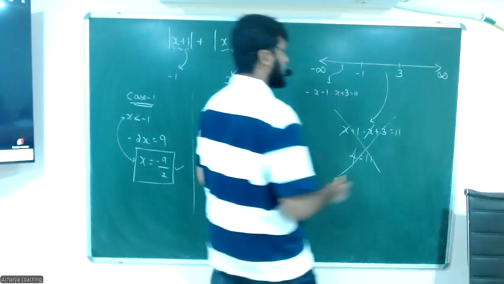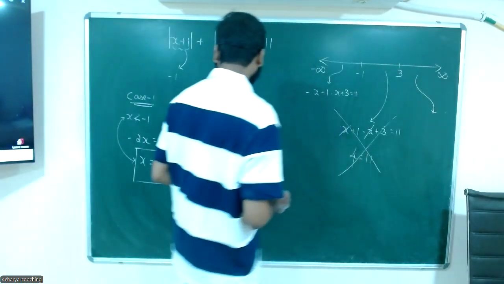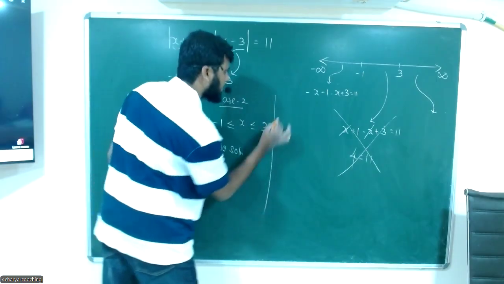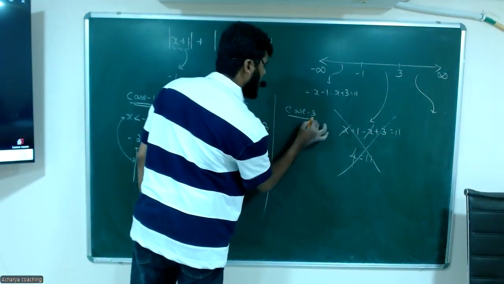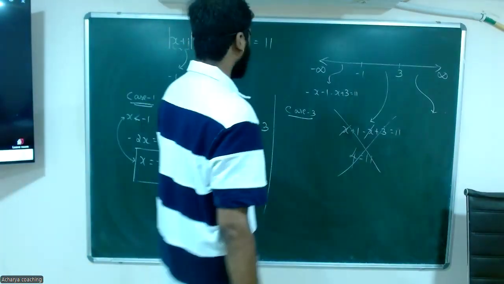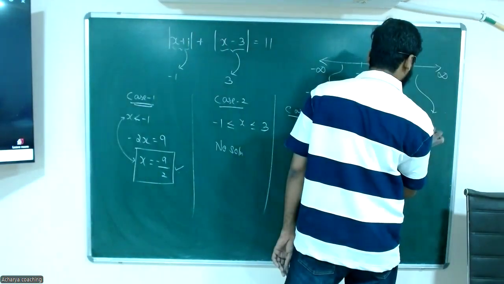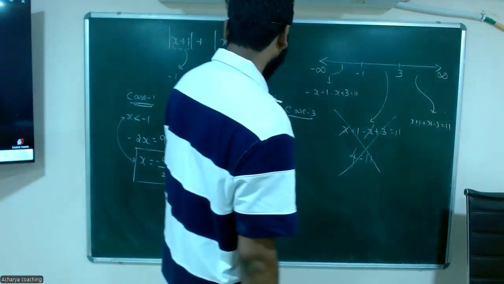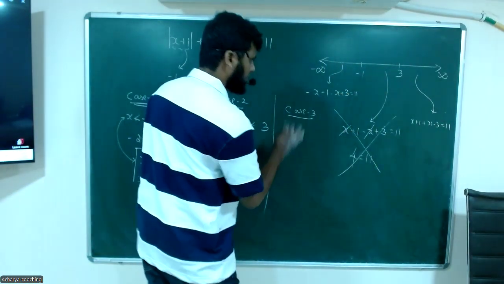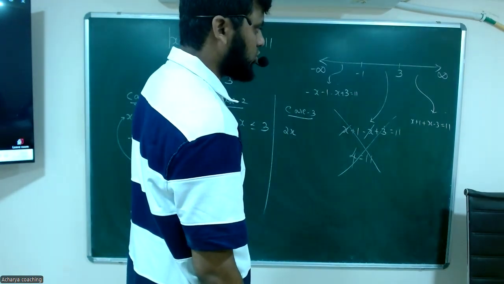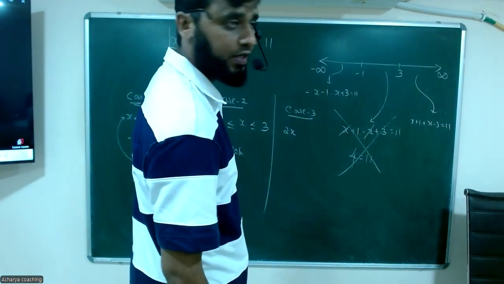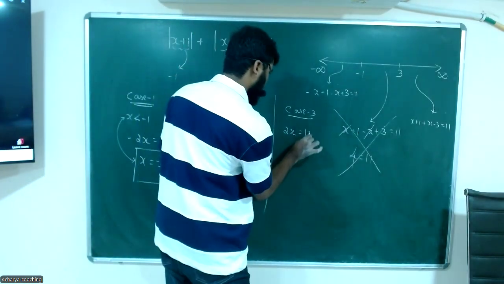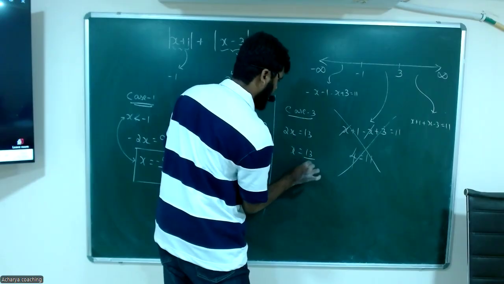Okay. Next, case 3. Case 3, both are positive. So x plus 1 plus x minus 3 equal to 11. So this is nothing but 2x. 1 minus 3, minus 2. Minus 2 if it goes there, plus 2. So 11 plus 2, 13. Okay. So x value is 13 by 2.